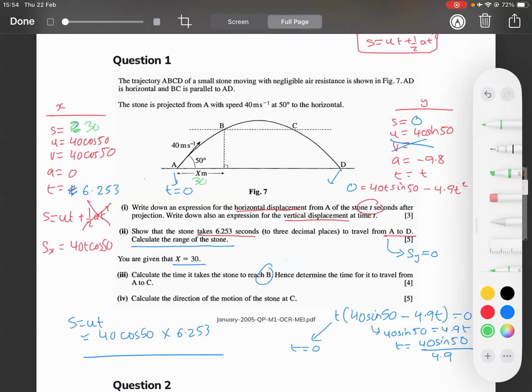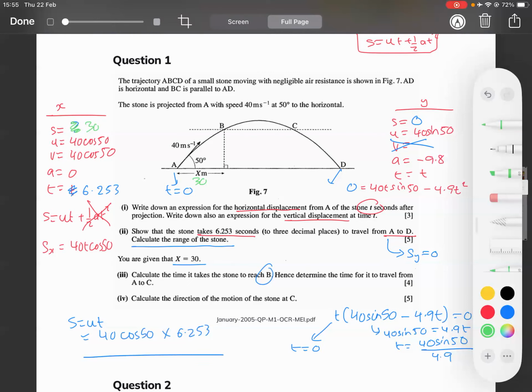That's 30. So to get from A to B, remember, it's never about the actual A to B. It's either about the vertical of A to B or the horizontal of A to B. So we know the horizontal from A to B is 30. Was that what you were stuck on?